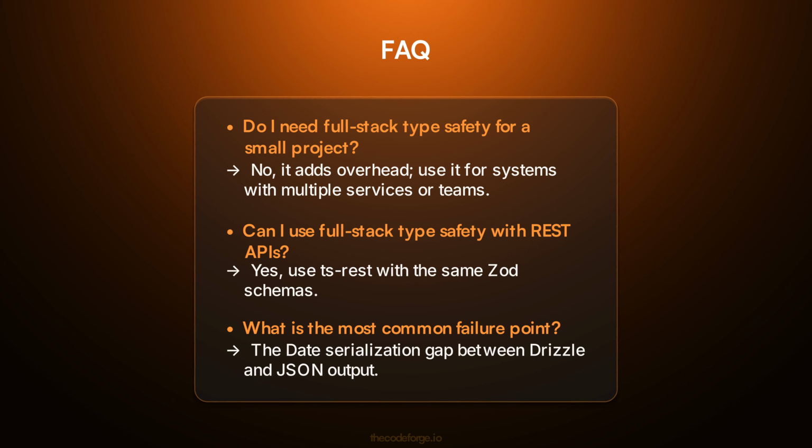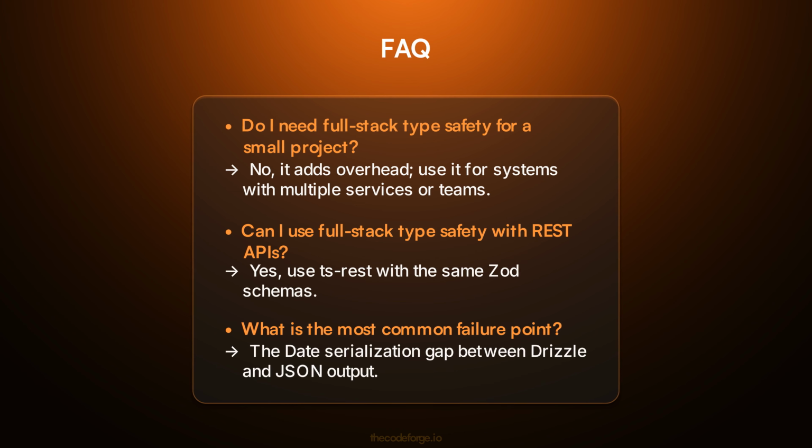And a few frequently asked questions. Do I need full-stack type safety for a small project? No, it adds overhead. Use it for systems with multiple services or teams. Can I use full-stack type safety with REST APIs? Yes, use ts-rest with the same Zod schemas. What is the most common failure point? The date serialization gap between Drizzle and JSON output.